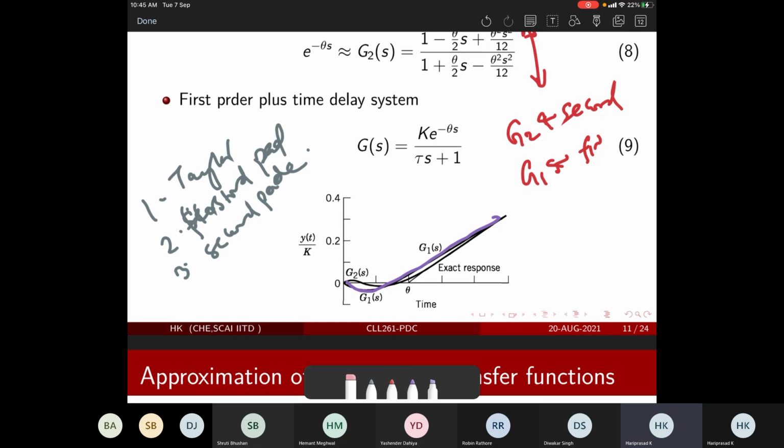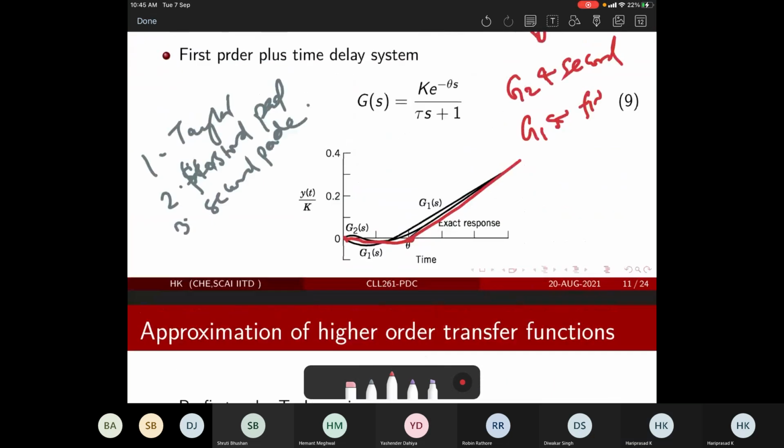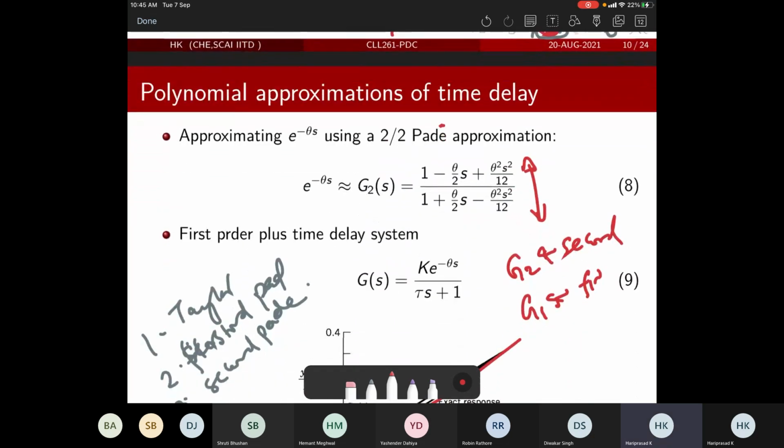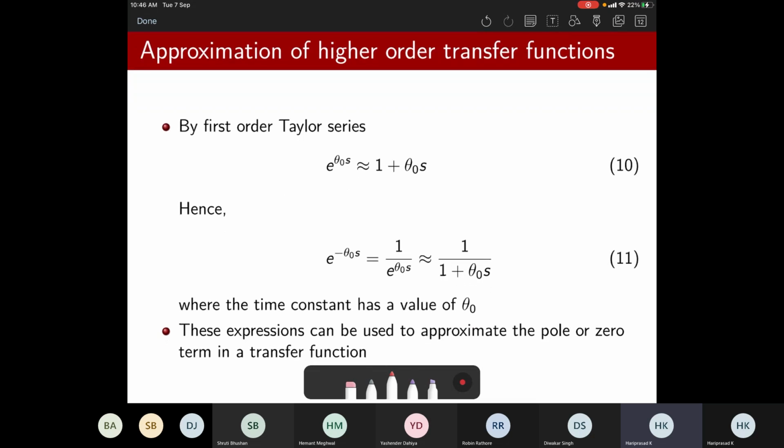While G2, which is the second order Padé, is kind of oscillatory. You see, it has some level of approximation like this. So this is what we wanted to say. While the exact response, of course, doesn't have any problem. It is just 0 up till here, then it takes off. So this is one way to compensate, by approximating the nonlinear, irrational exponential term into a polynomial.